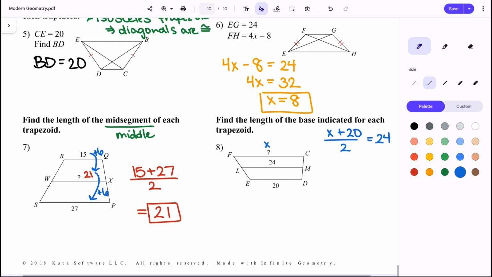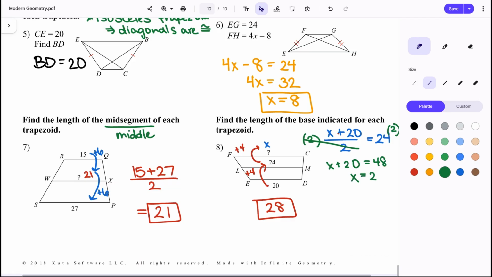But since we've discovered this little bit of a shortcut, I would think instead, what happened from 20 to 24? They added 4, right? So we would add 4 more here, and what would we get? 28. Okay, if you were to go about it over here with the average, we would solve this by multiplying by 2. And so you'd have x plus 20 equals 48, and then you'd subtract 20. And look, you get the same answer that I just got. That side is just maybe a little bit longer of a process.